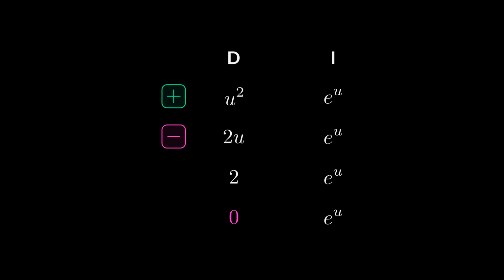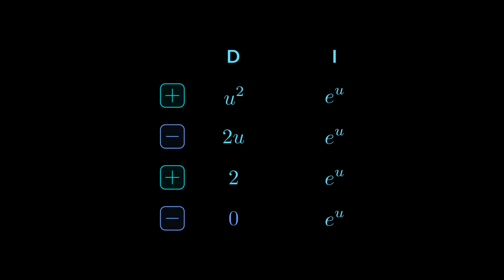Here's the table. Down the left-hand side, we differentiate over and over. u squared, 2u, 2, 0. The polynomial dies right on schedule. Down the right, we integrate, and e^u just keeps coming back every single time. Then the signs, plus, minus, plus, alternating all the way down. That's the entire machine on one little grid.